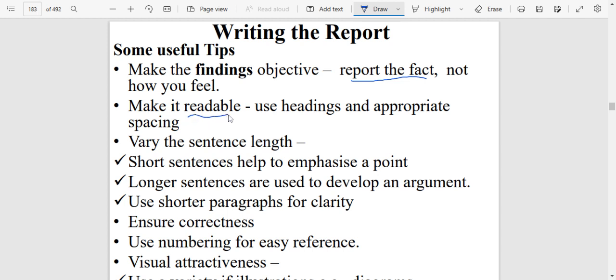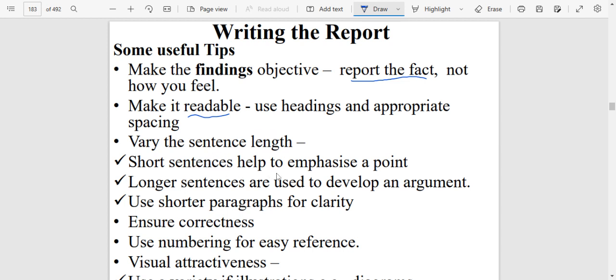And make it readable. Use headings and appropriate spacing. Not where you start writing from the very beginning to the very end and you don't have any comma. Imagine you don't have paragraphs, it's just disorderly. So it should be readable, and something that is readable means you should have proper headings, subheadings, some spacing, paragraphs, nice sentences, and also vary the sentence length.